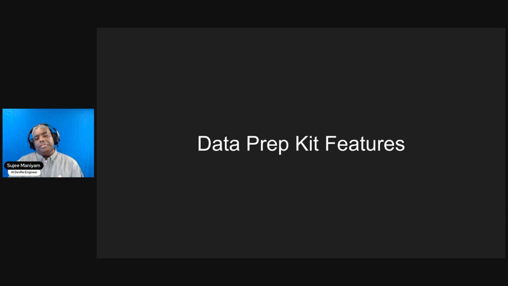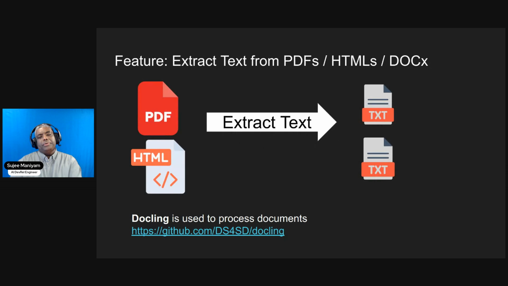So let's look at some of the features. We talked about some of the functionalities we would need, so let me show you a quick set of features the prep kit can give you. This is the first step you'll probably end up doing. Let's say I have a bunch of documents, most commonly PDF, Word documents, and HTML. We want to process them and extract plain text out of those.